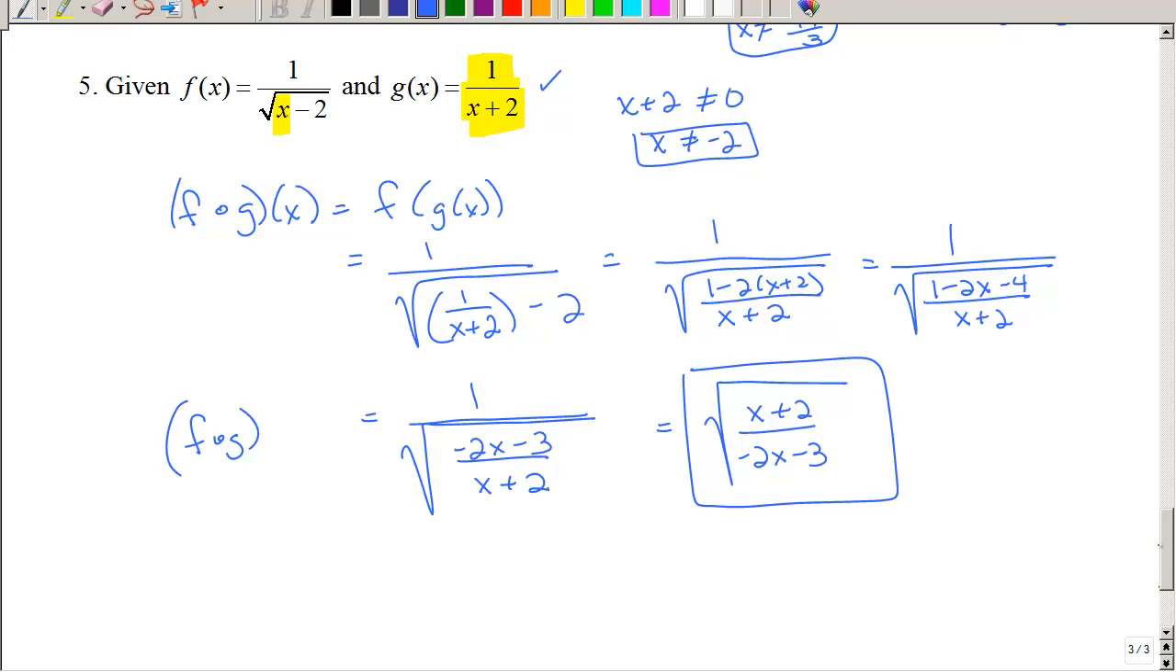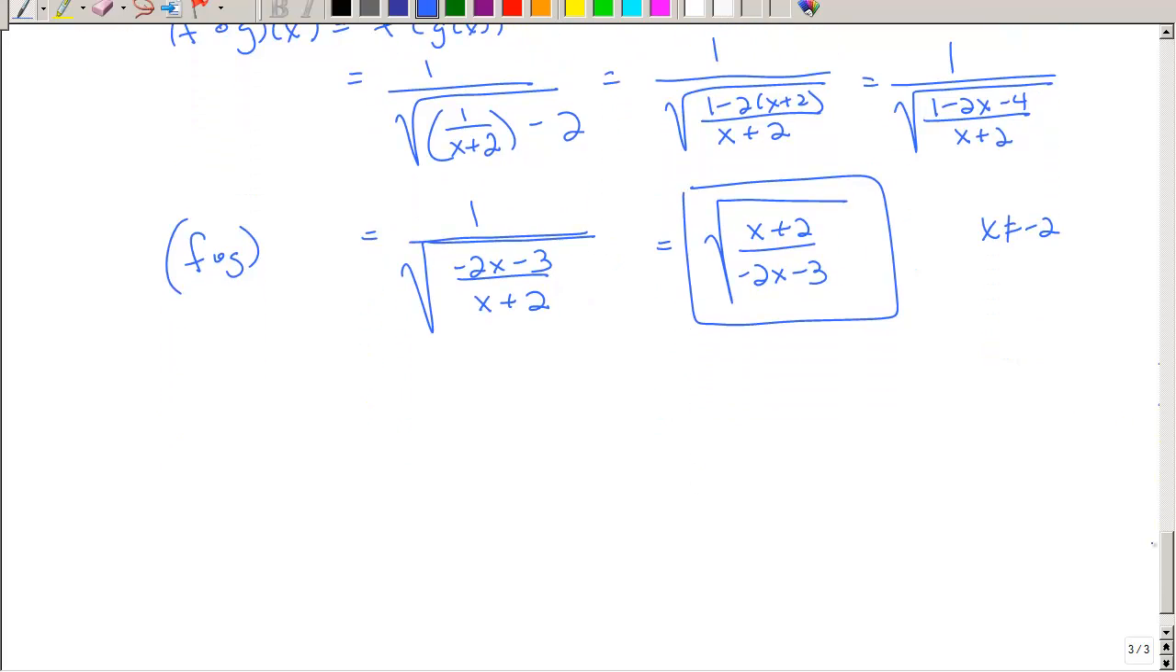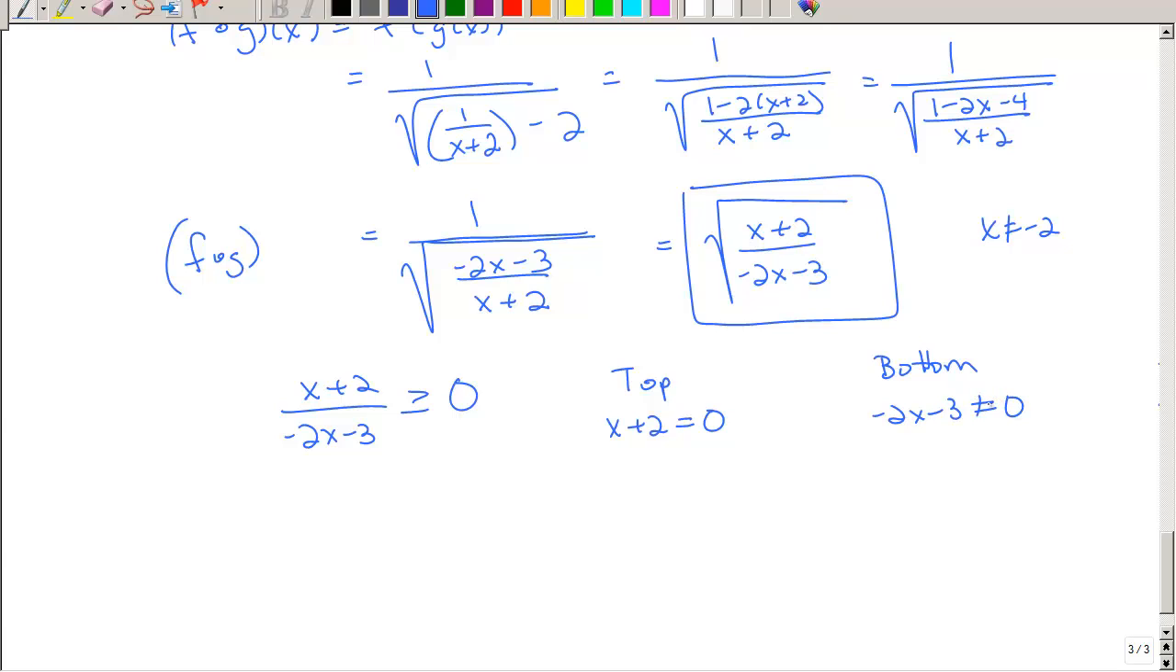That's what gets complicated. This is a review from the last lesson. So remember, x can't be negative 2. I'm going to write that again there. But what else are we restricted on? Well, this is a square root. So that means what's underneath the square root has to be greater than or equal to 0. How do we solve that rational inequality? Well, in the last lesson we talked about the top. We set that equal to 0, looked at the bottom and said, hey, that cannot equal 0, and we solved for x.